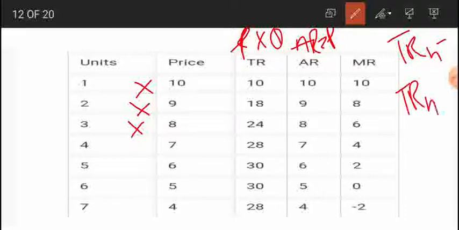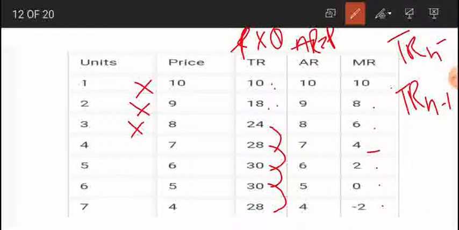आपको ये फॉर्मूलाज लिखने चाहिए. So first 10 as it is, 18 minus 10, 8, 24 minus 18, this is 6, 28 minus 24, this is 4, 30 minus 28, 2, 30 minus 30, 0, 28 minus 30, minus 2.